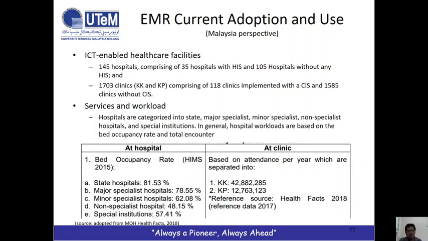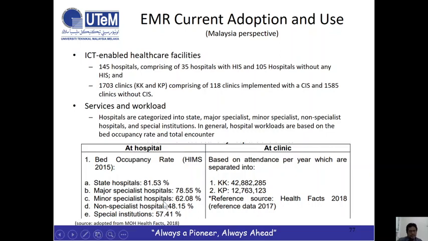57.41%. So this means the workload is in the state hospitals, because all the districts in Malaysia refer to the state hospital first before they refer to the specialist hospital. For example, Hospital Jasin refers to Hospital Melaka. After Hospital Jasin cannot handle the case, they refer to Hospital Melaka. When Hospital Melaka cannot handle the same case, they will refer to Hospital Kuala Lumpur, for example. So Hospital Kuala Lumpur is under major specialist hospital.